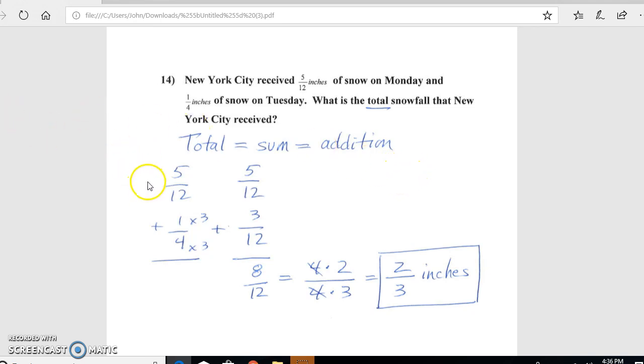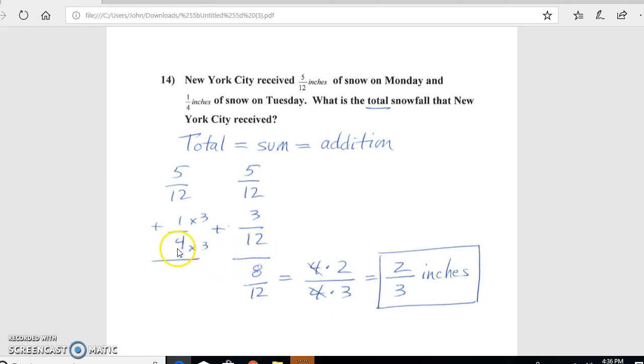And so I have set up the addition of the fractions here, 5/12 plus 1/4. Now, whenever I'm adding or subtracting fractions, I need a common denominator, and 12 is going to be my common denominator for these two fractions. The top fraction already has 12 in the denominator. I need to change the bottom fraction to an equivalent fraction with 12.